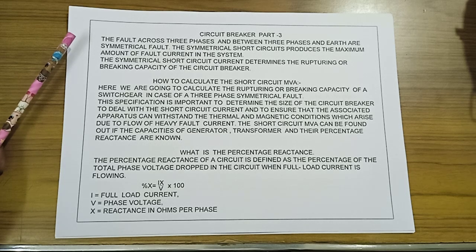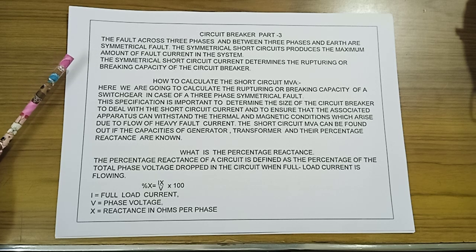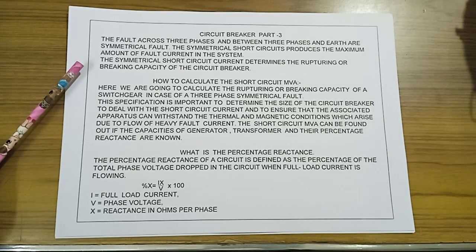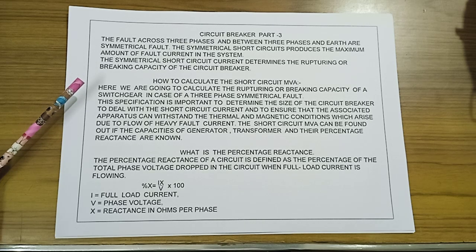The faults across three phases and between three phases and earth are symmetrical faults. The symmetrical short circuit produces the maximum amount of fault current in the system. The symmetrical short circuit current determines the rupturing or breaking capacity of the circuit breaker. How to calculate the short circuit MVA? Here we are going to calculate the rupturing or breaking capacity of a switchgear in case of a three-phase symmetrical fault.